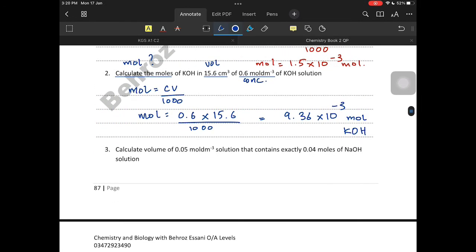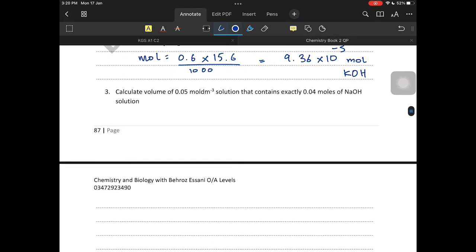Let's do question 3. It seems a little interesting. Question says calculate volume of 0.05 mole per decimeter cube. I'll underline it as well. So we need the volume over here. 0.05 mole per decimeter cube solution, which is obviously concentration, that contains exactly 0.04 moles. So we know that apparently volume is missing. 0.05 mole per decimeter cube means concentration, and the mole value is also given, which is 0.04.